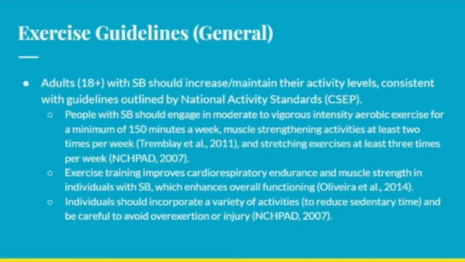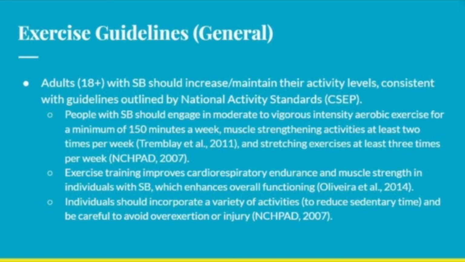So adults should be increasing or maintaining their activity levels as consistent with guidelines outlined by national activity standards. In Canada here, that's CSEP. And CSEP outlines that adults should be engaging in 150 minutes per week of moderate to vigorous intensity aerobic exercise, as well as muscle strengthening activities and bone strengthening activities at least 2 times a week.